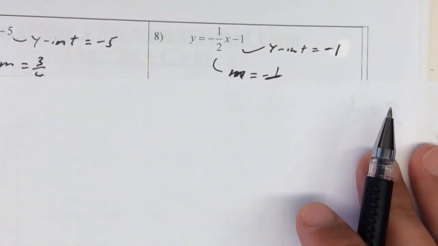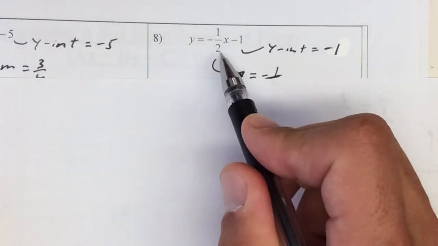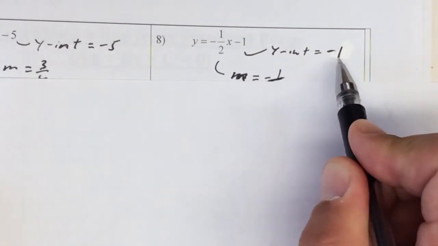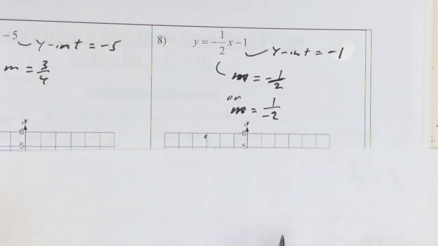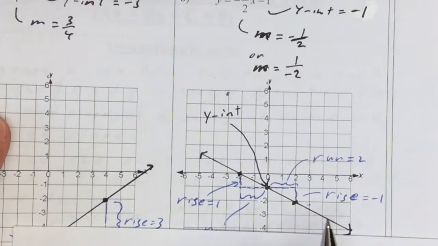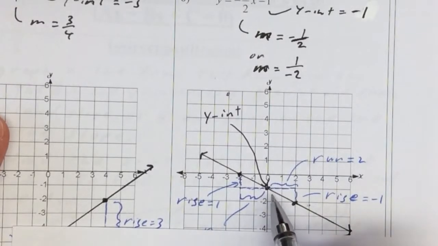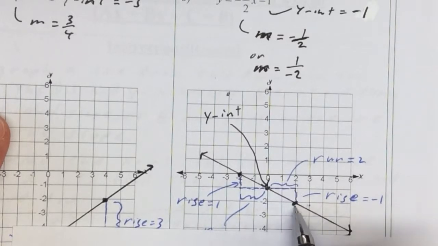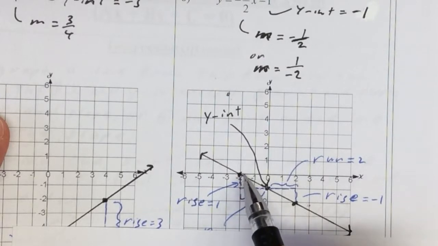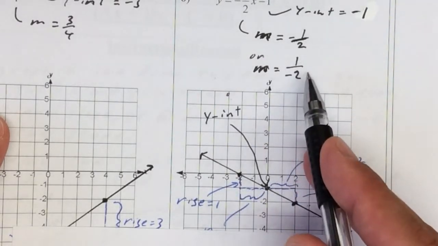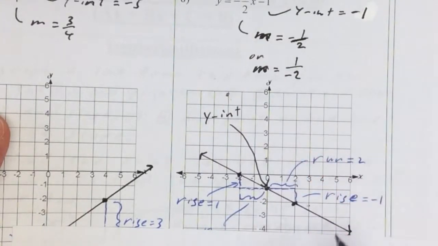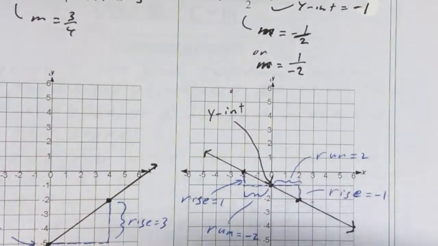Okay. Here you've got slope of negative 1/2, y-intercept of negative 1. Okay. So we're going to go to negative 1 on the graph for the y-intercept. That's where you start. Okay. And then you run 2, rise negative 1. Or run negative 2, rise 1, as long as they're opposites, right? It's got to be a negative slope. Then you get a line through it.